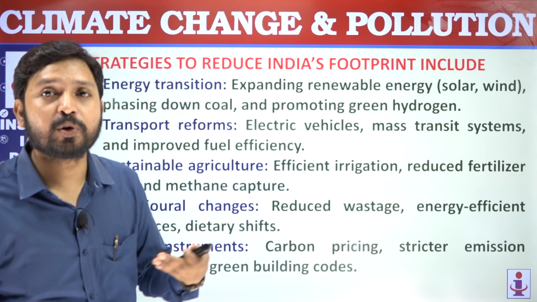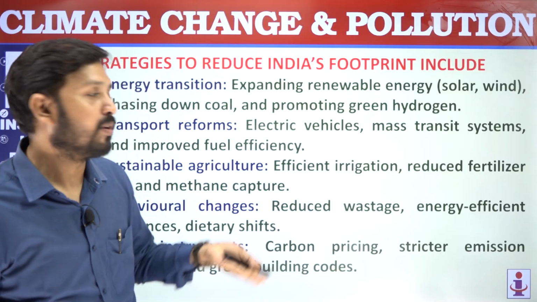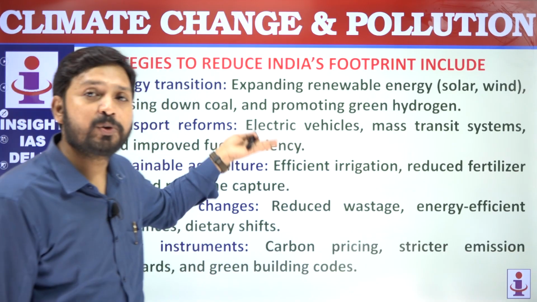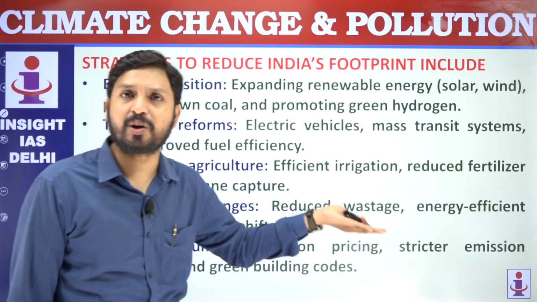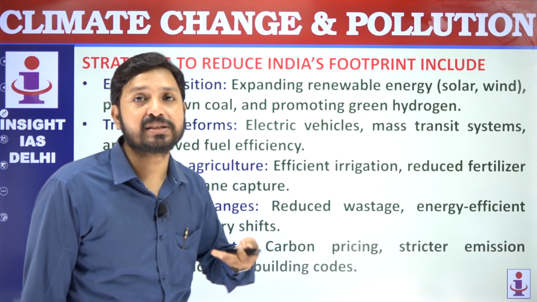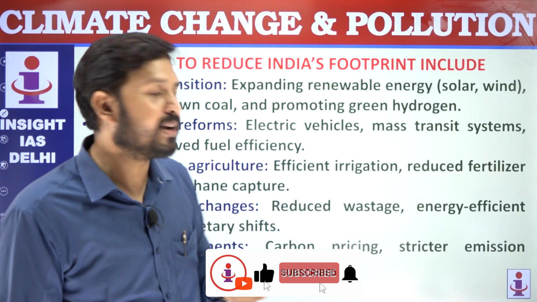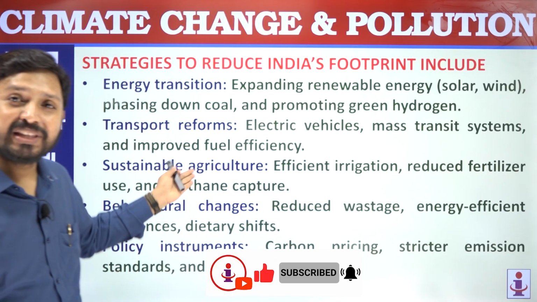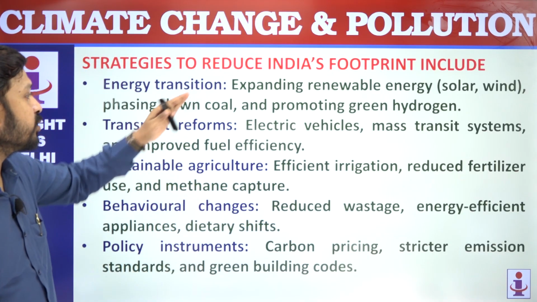Nowadays we are focusing more on electric vehicles, right? So electric vehicles, mass transit systems, and improvement in fuel efficiency, for example BS6 norms, are all part of it. And sustainable agriculture. We have seen that agriculture contributes a huge amount of methane, right? So efficient irrigation, reduction in fertilizer use and methane capture, if you do these, then we can reduce the carbon footprint.